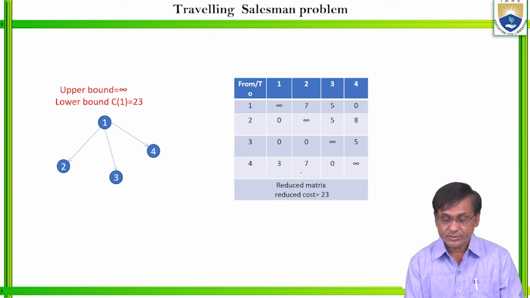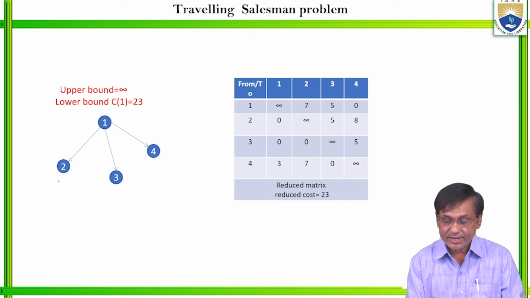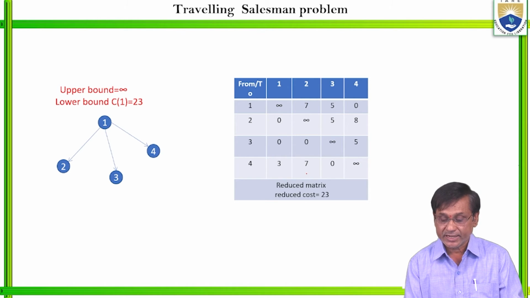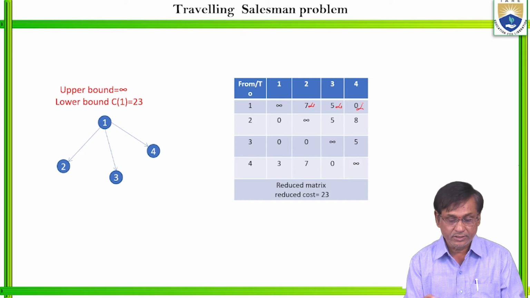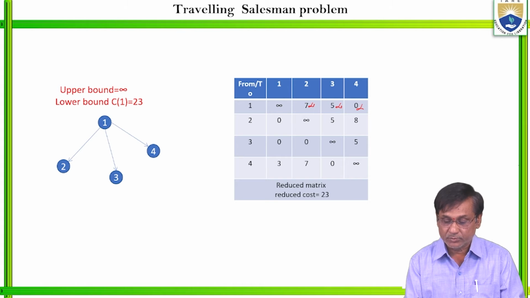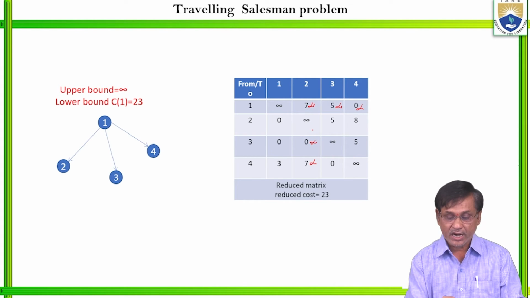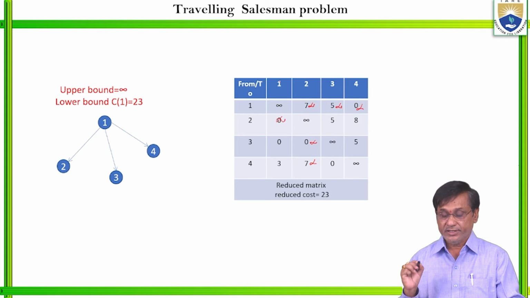In the reduced matrix, we have to convert the first row and second column to infinity. That means we change this one to infinity, this one to infinity, this one to infinity. So in the first row, all the values are infinity. And in the second column, we also make all the elements infinity. And 2 to 1 is also infinity.